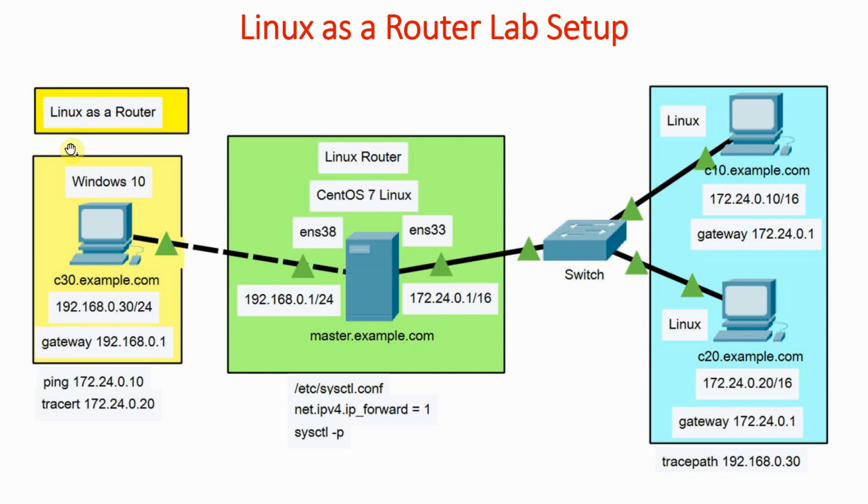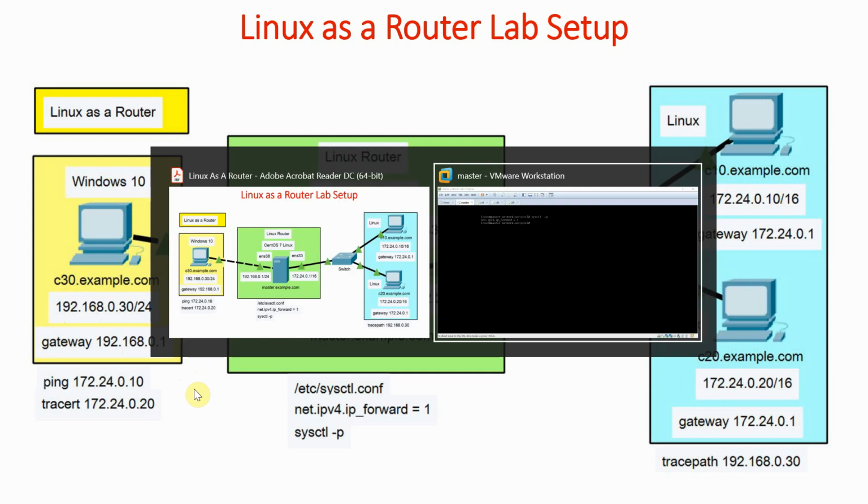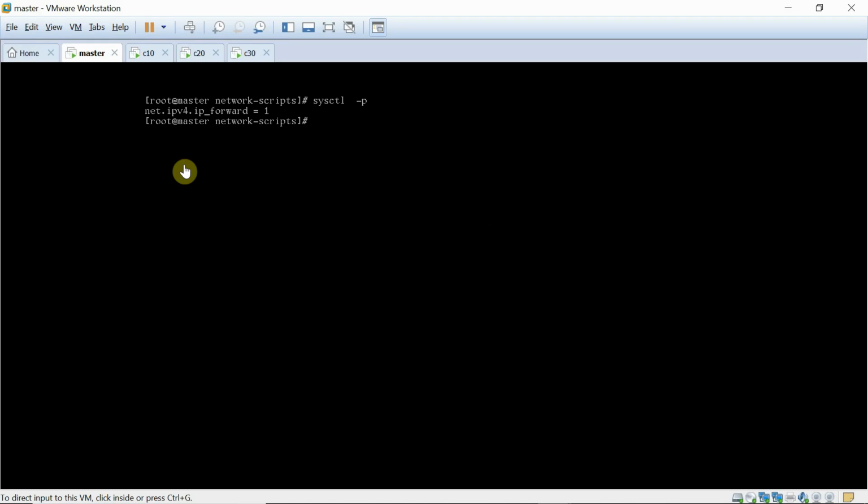Now we are going to configure the other three systems: Windows 10, C10 and C20. First we will go to the Windows 10 system and we will change the address to 192.168.0.30 and we will specify the gateway as 192.168.0.1. So let us go to the Windows system.